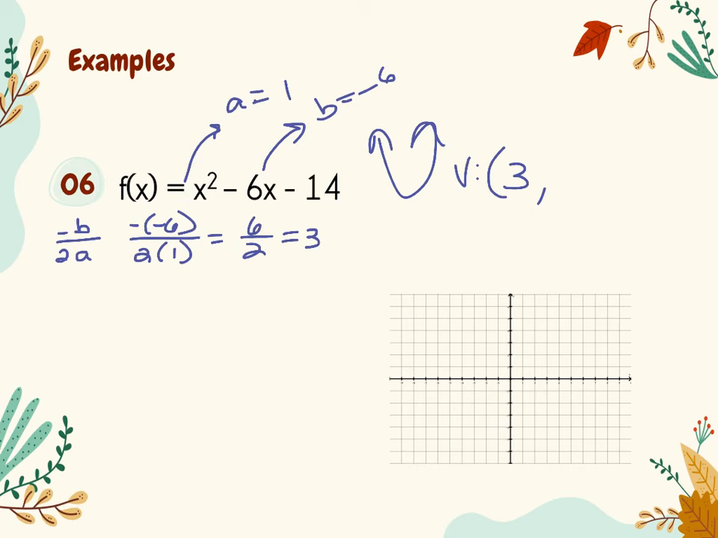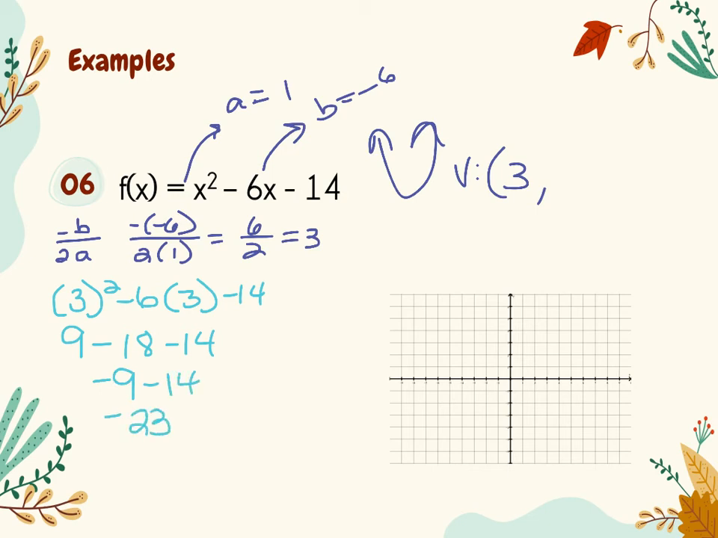Because it's negative b over 2a. So the negative came from the equation, and then the b is also negative. Take that and plug it back in. So I get 3 squared minus 6 times 3 minus 14, and I get 9 minus 18 minus 14, negative 9 minus 14, which is negative 23.